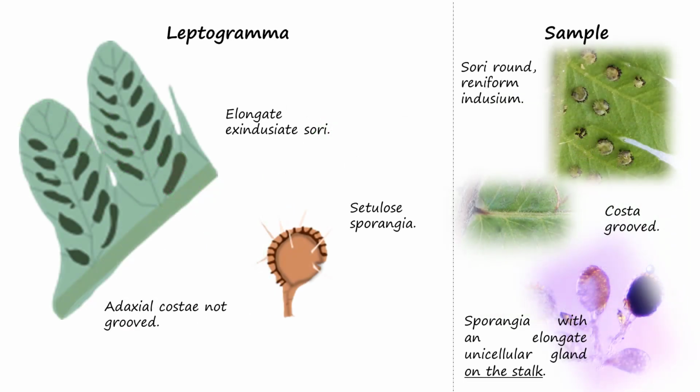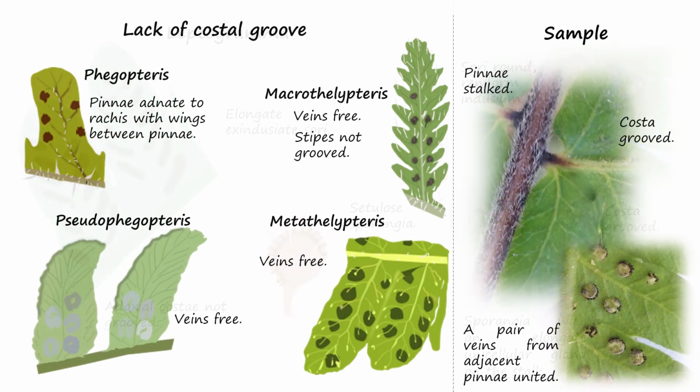Meanwhile, Leptogramma differs from the sample by lacking a costal groove, as does Phagopteris, Pseudophagopteris, Macrotelypteris, and Metathelypteris. Support for the sample not being of these genera was, in the case of Pseudophagopteris, Macrotelypteris, and Metathelypteris, the free veins, and in the case of Phagopteris, the pinnae adnate to the rachis.